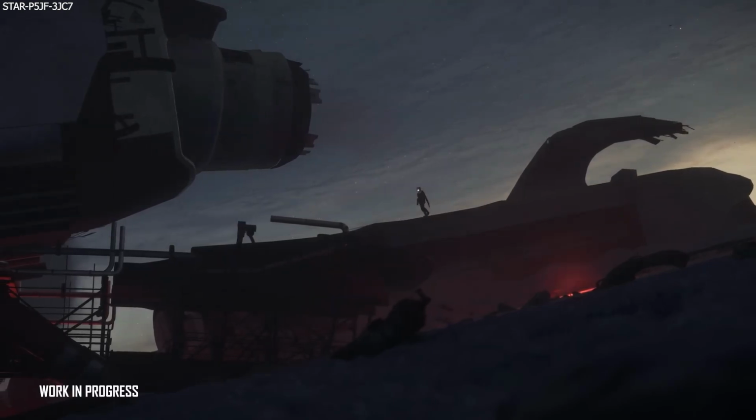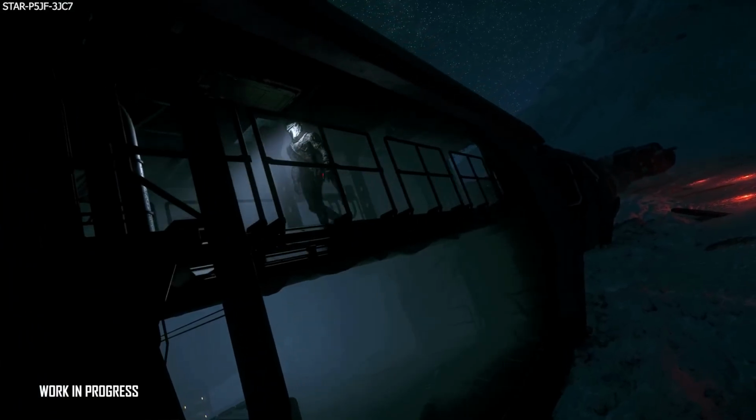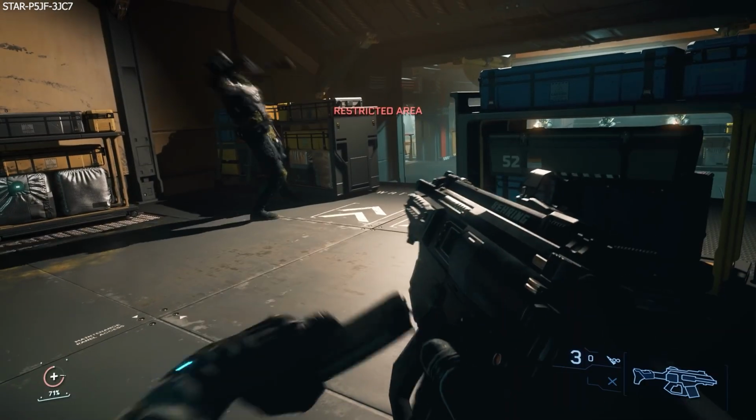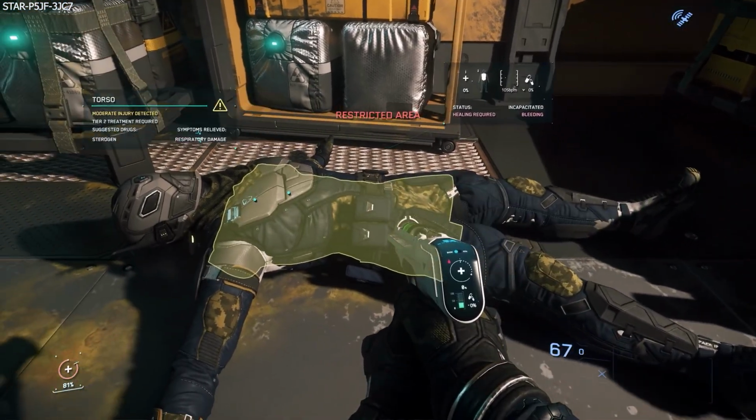I also assume that when it comes to FPS scanning, they would likely use a medical helmet to provide more contextual information than, say, a mining helmet or an FPS helmet. So plenty to come for FPS scanning, plenty to come for being able to determine cause of death.